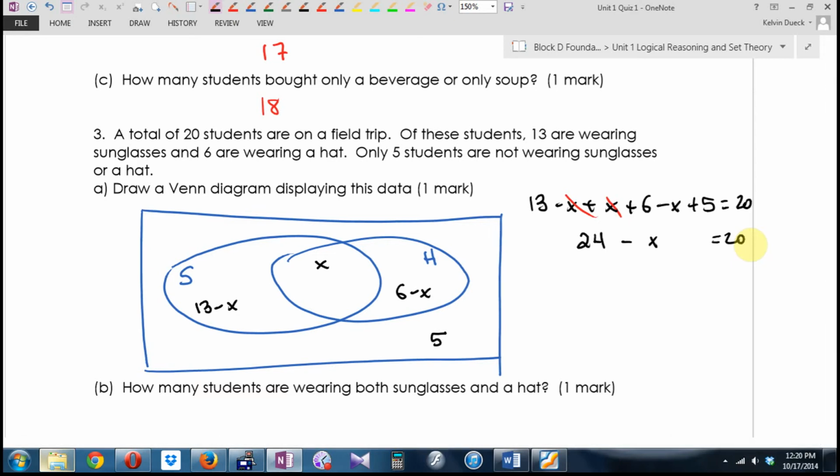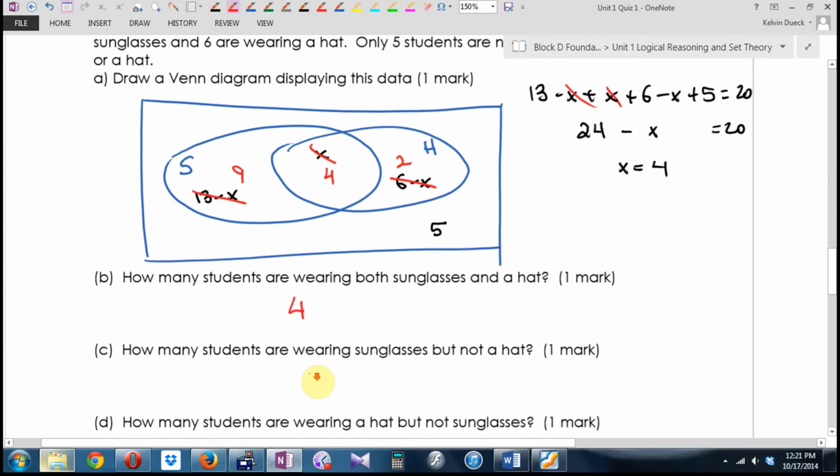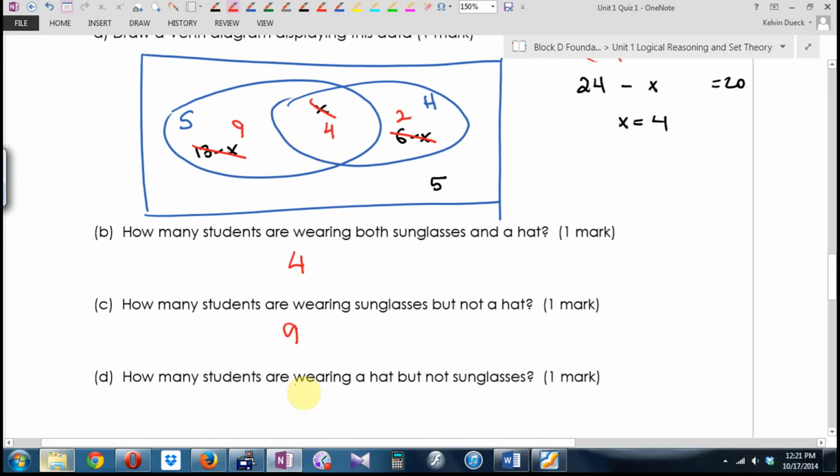Wherever I see an X, what can I write instead? I'm sorry, but this is fundamental. I'm going to emphasize it. I can replace every X with a 4, which really means 4, 9, 2. Now I can answer the question. So Venn diagram, half mark off for each number that's wrong. How many students are wearing both? 4. How many students are wearing sunglasses but not a hat? Oh. 9, or is that a German saying no? 9. How many students are wearing a hat but not sunglasses? 2.